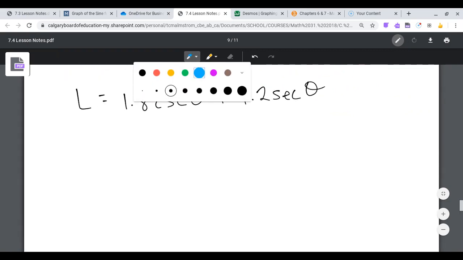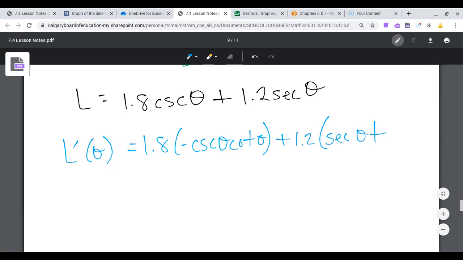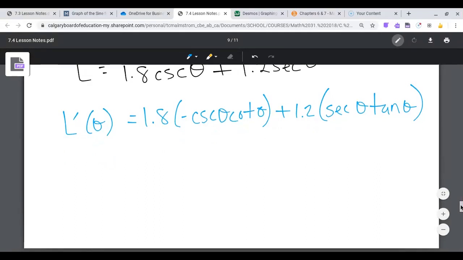Okay, so the derivative in terms of theta is 1.8, and the derivative of cosecant is negative cosecant theta cotangent theta, plus 1.2 times the derivative of secant, which is secant theta tan theta. All right, so this is really ugly. And maybe the better way to work with this is to flip everything back into terms of cosine and sine, because those are things that we're more familiar with. So as we go to find our critical numbers and make this equal to 0, I'm going to write this out in terms of sine and cosine.